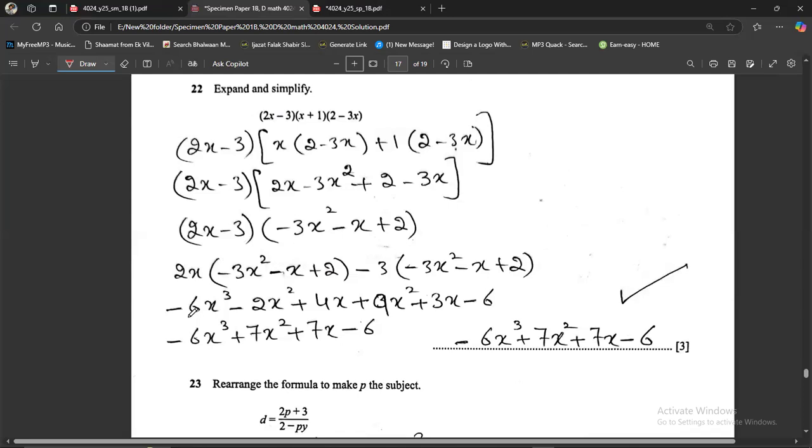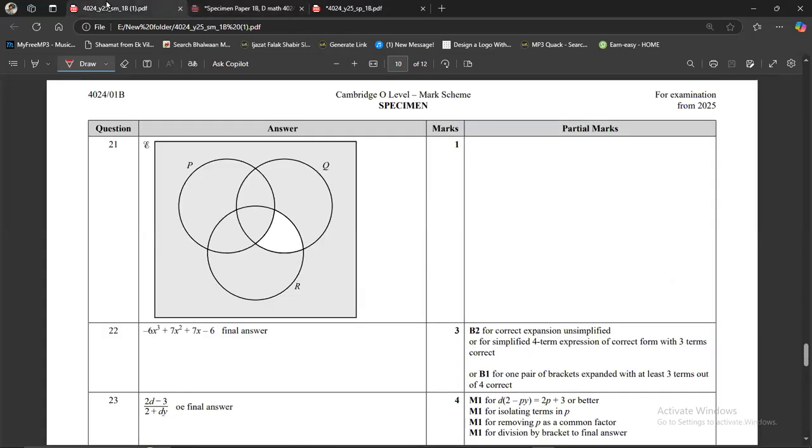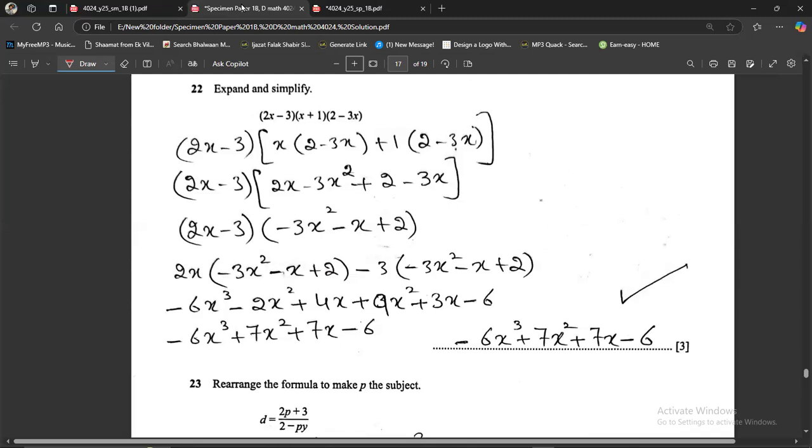So you will have here, when this will multiply with all these terms, you will have minus 6x cubed minus 2x square plus 4x. When minus 3 will multiply with all these terms, you will have plus 9x square plus 3x minus 6. Now, we will have minus 6x cubed plus 7x squared plus 7x minus 6. This is the answer. So let's check. Our answer is right. This is question number 22, 3 marks question. Hopefully you understand how to multiply 3 brackets with each other.